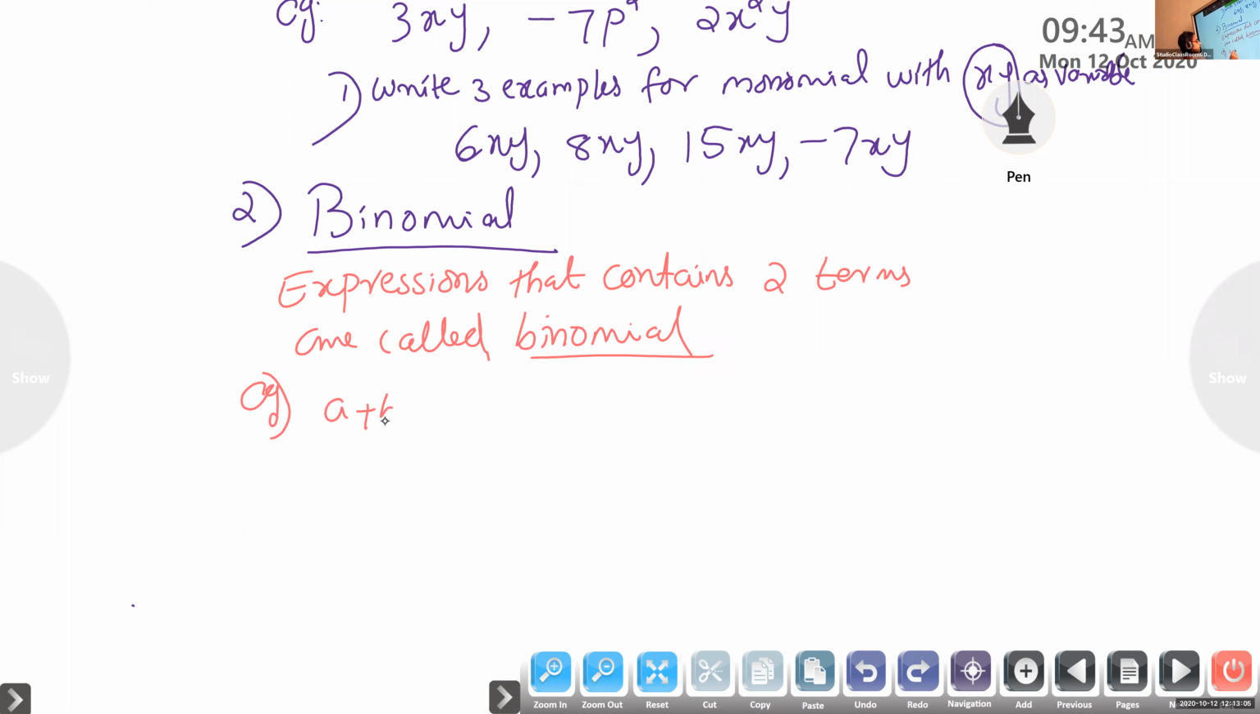A plus B, 4xy minus 2, or all these are examples. Z square minus 4x square. It is a binomial. Two terms. Expressions that contain two terms are called binomial. Okay. Now all of you write three binomials.